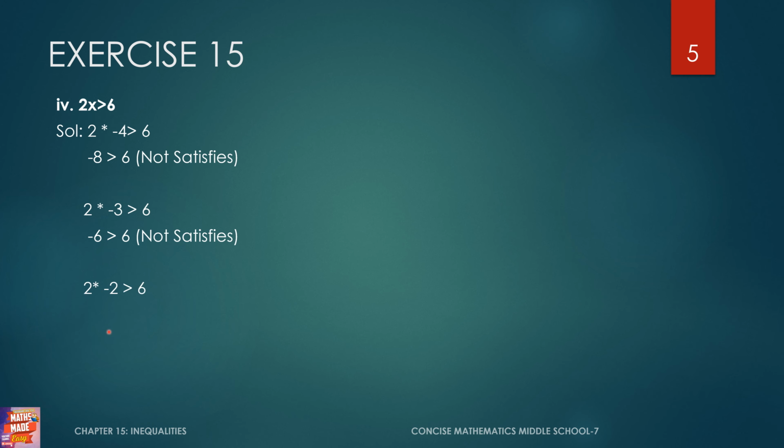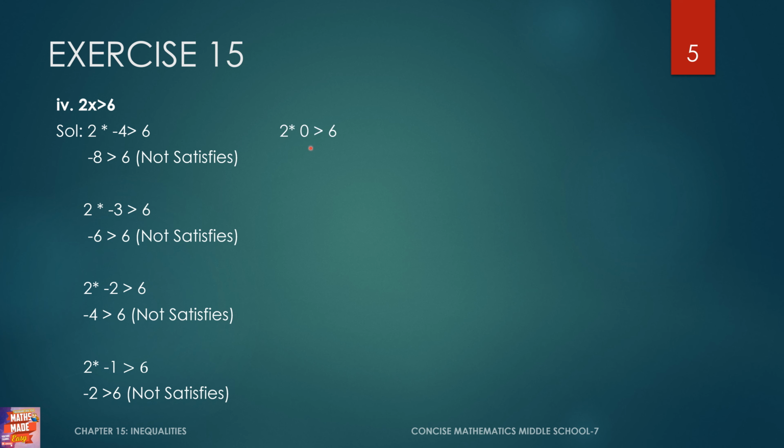Now just replace this x with minus 2. Plus into minus, minus 4 is greater than 6. No, it doesn't satisfy. So just write down not satisfies. Plus into minus, minus 2 is greater than 6. Minus 2 is lesser than 6. It's not greater. So not satisfies.